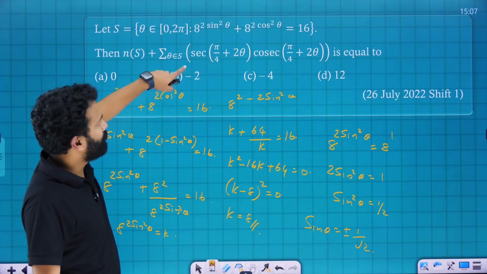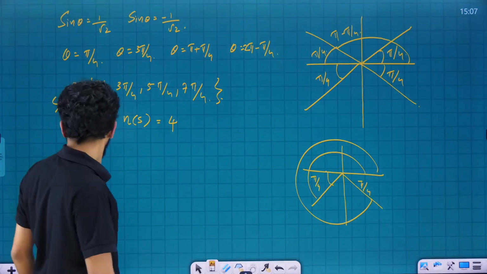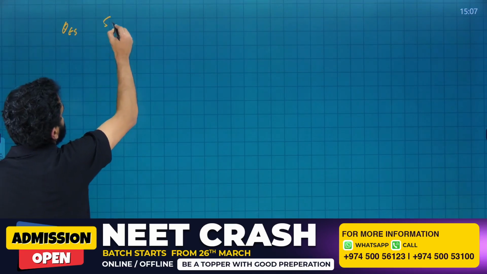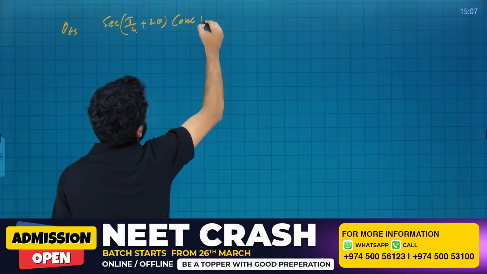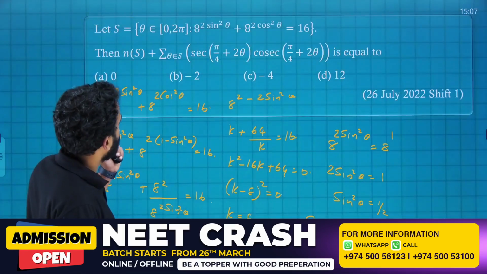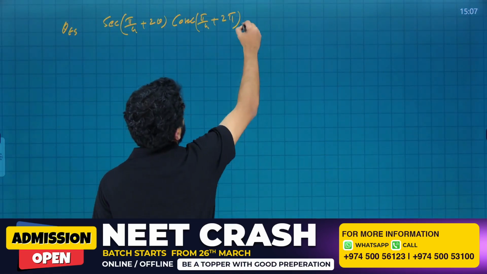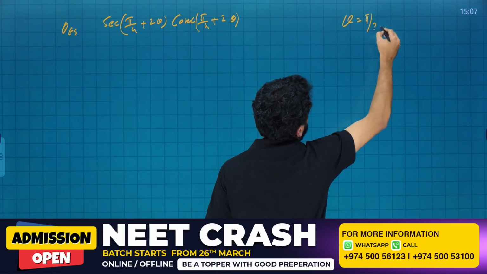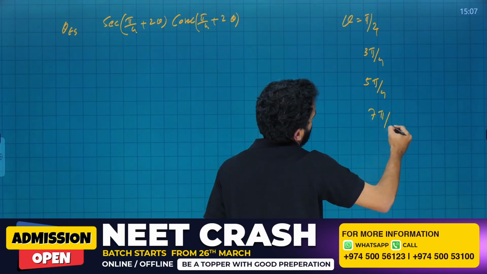So sec(pi by 4 plus 2 theta) into cosec(pi by 4 plus 2 theta), where theta is an element of S. For theta, you need to substitute these values: pi by 4, 3 pi by 4, 5 pi by 4 and 7 pi by 4, and sum it up.